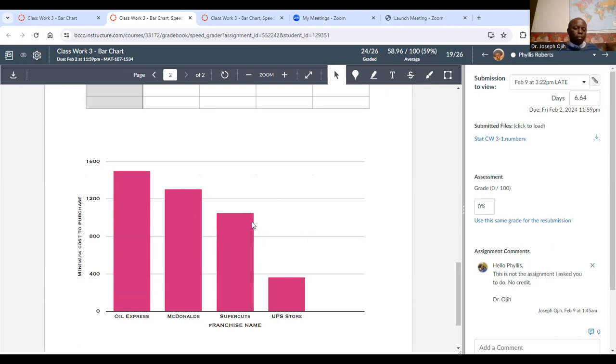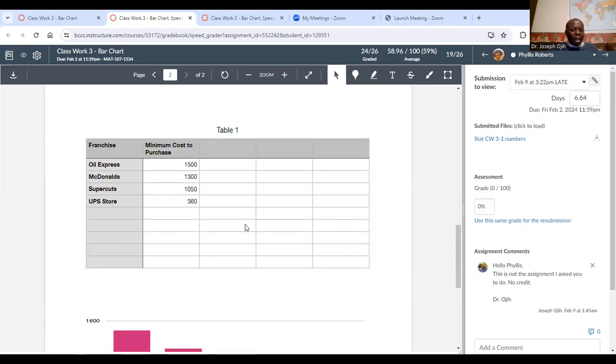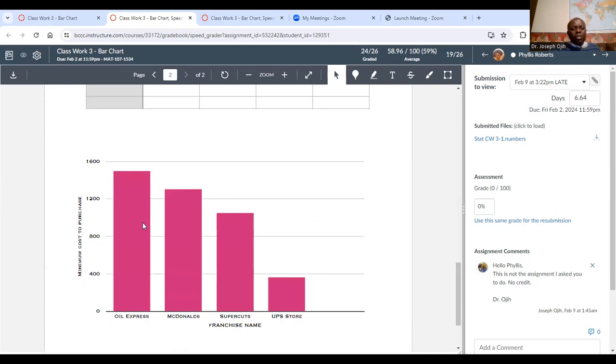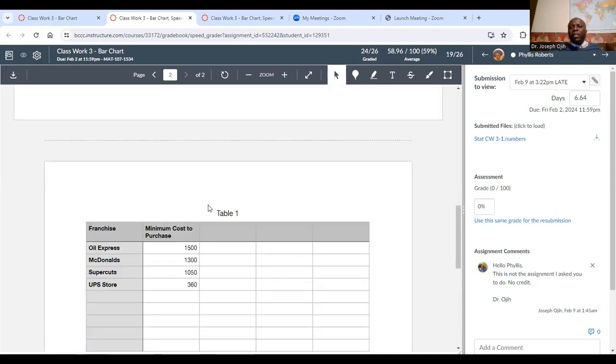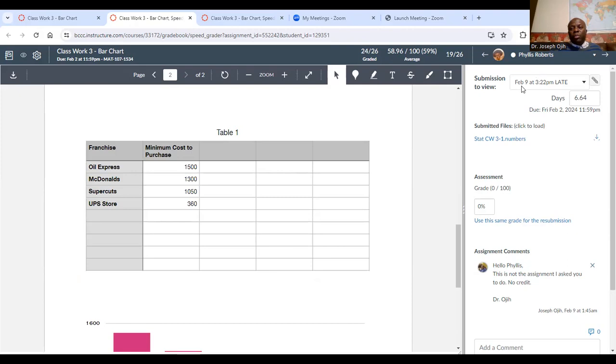Right, but it's 2 pages. It's one submission, but they're 2 pages. You shouldn't put this in order. It is not a Pareto chart anyway. It's a bar chart. But in any case, like I said, it was submitted February 9th.